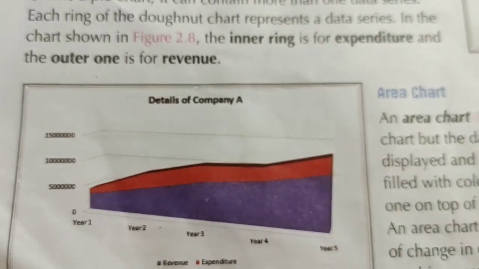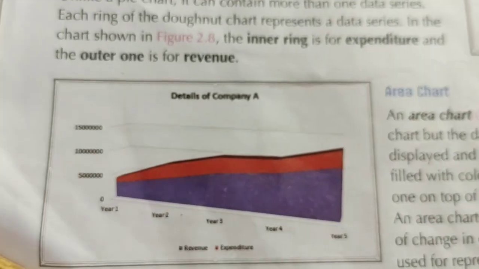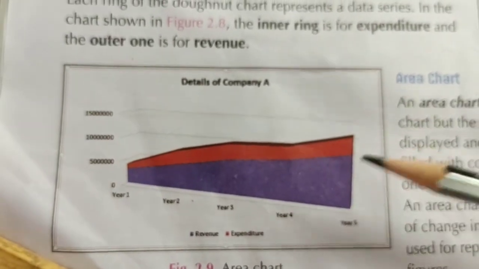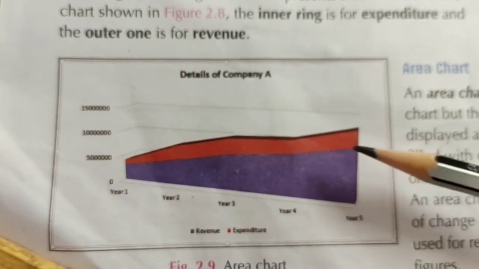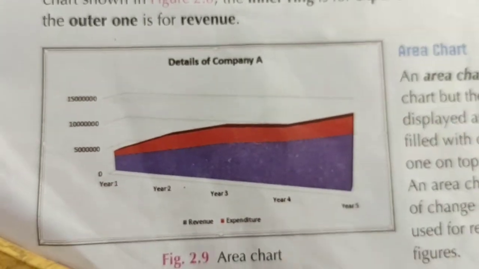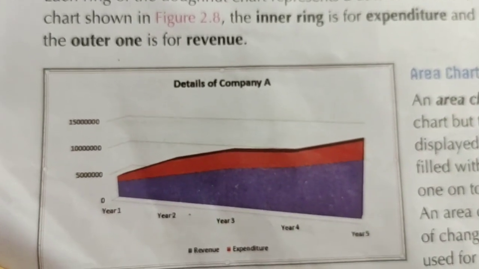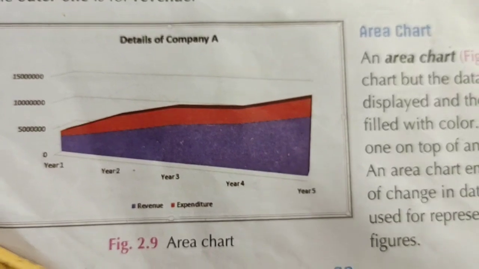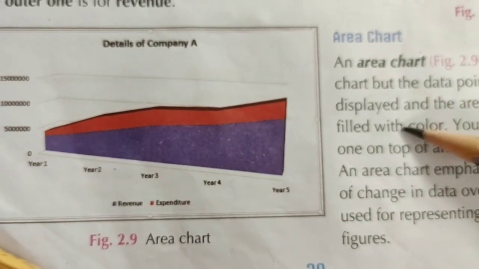This area chart is used for representing sales and production figures only. This is mostly used for sales and production figures. This is what we know about the area chart.